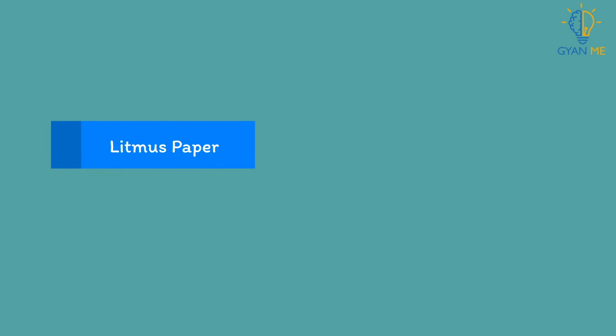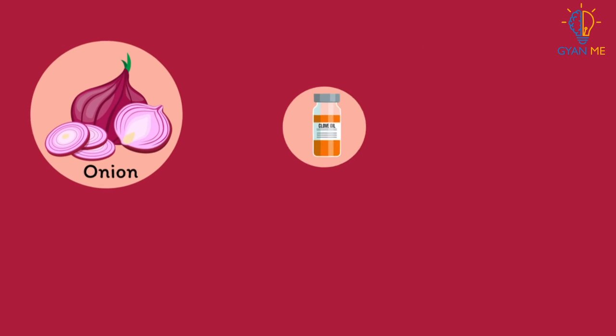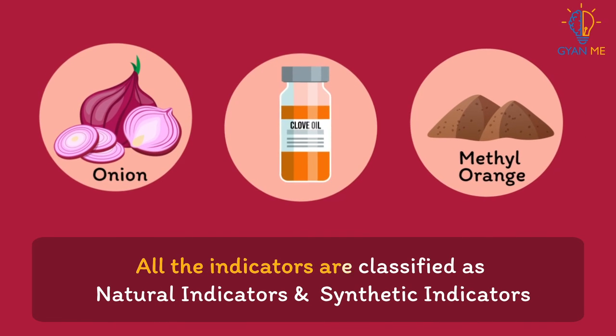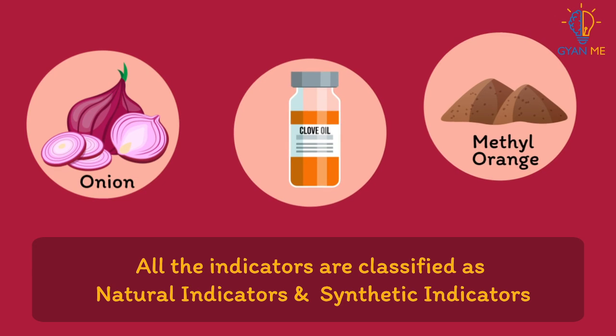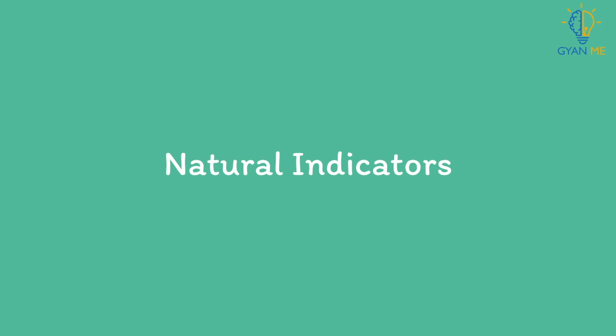But litmus paper and phenolphthalein are not the only indicators that we know about. There are many more like onion, clove oil, methyl orange, etc. All the indicators are classified as natural indicators or synthetic indicators based on their origin. In our next video, we will learn about natural indicators.